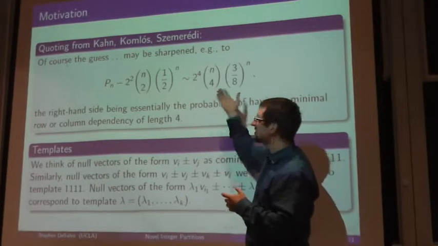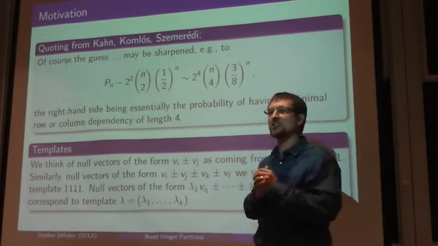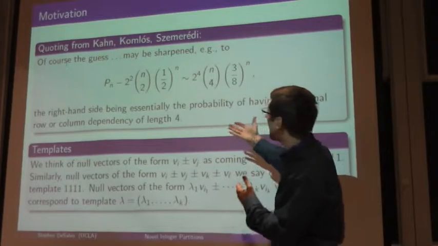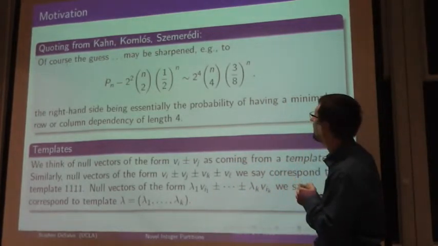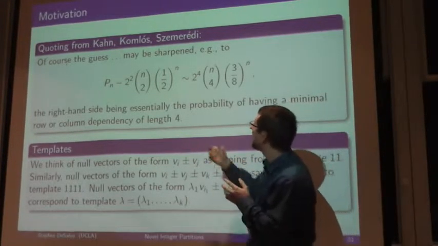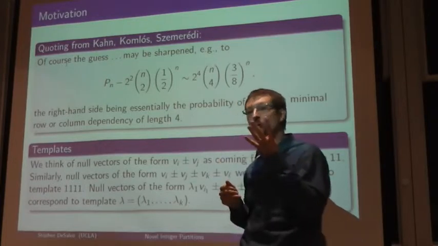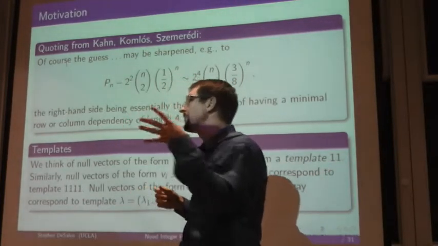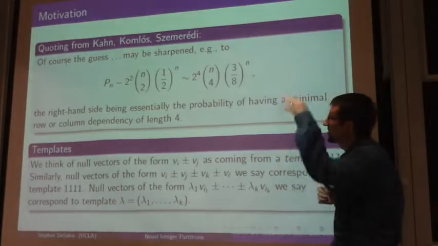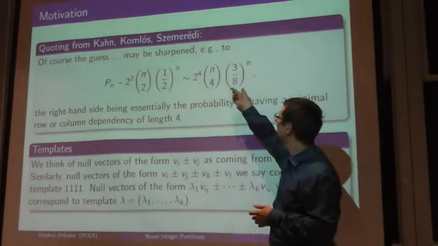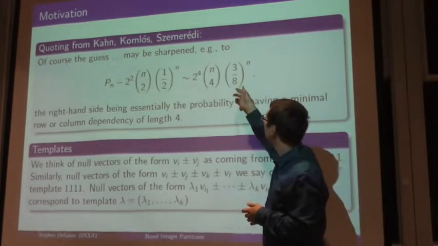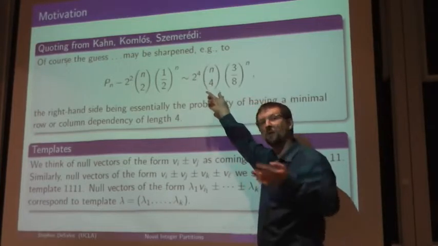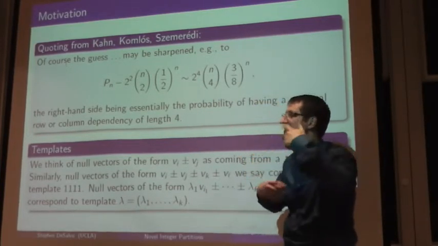And it lists this term here with no justification other than to say, the right-hand side being essentially the probability of having a minimal row or column dependency of length 4. So basically 4 linearly dependent row vectors or column vectors. And again, you have 3/8 as the exponential factor, and then you have this n choose 4, choose any 4, and then some factor of 2 for pluses and minuses.